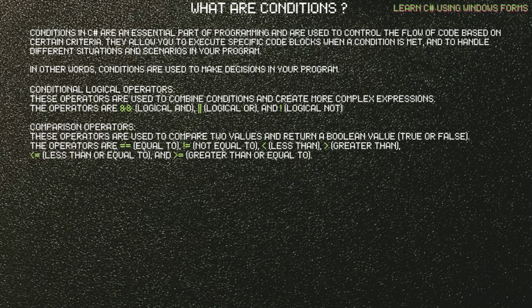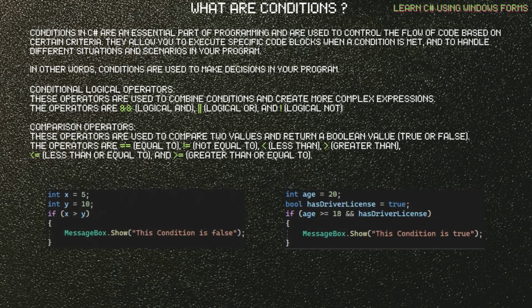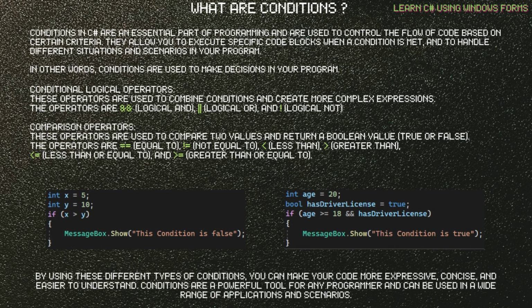Conditional logical operators. These operators are used to combine conditions and create more complex expressions. The operators are and, or, and not. Comparison operators. These operators are used to compare two values and return a Boolean value, true or false. The operators are equal to, not equal to, less than, greater than, less than or equal to, and greater than or equal to.